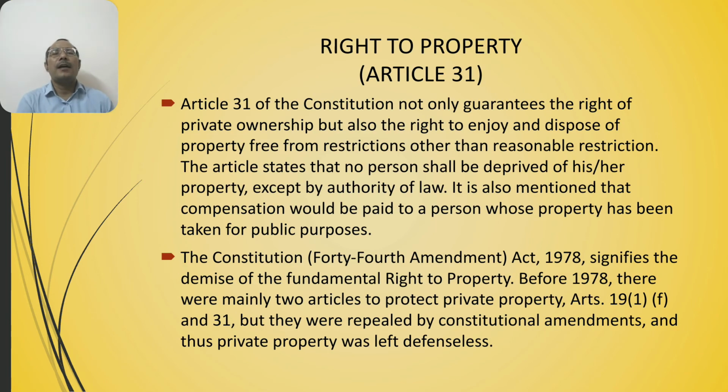Then comes Article 31, right to property. Article 31 of the Constitution not only guarantees the right of private ownership, but also the right to enjoy and dispose of property free from restrictions other than reasonable restriction. The article states that no person shall be deprived of his or her property except by authority of law. It is also mentioned that compensation would be paid to a person whose property has been taken for public purpose. But the Constitution's 44th Amendment Act 1978 signifies the demise of the fundamental right to property.